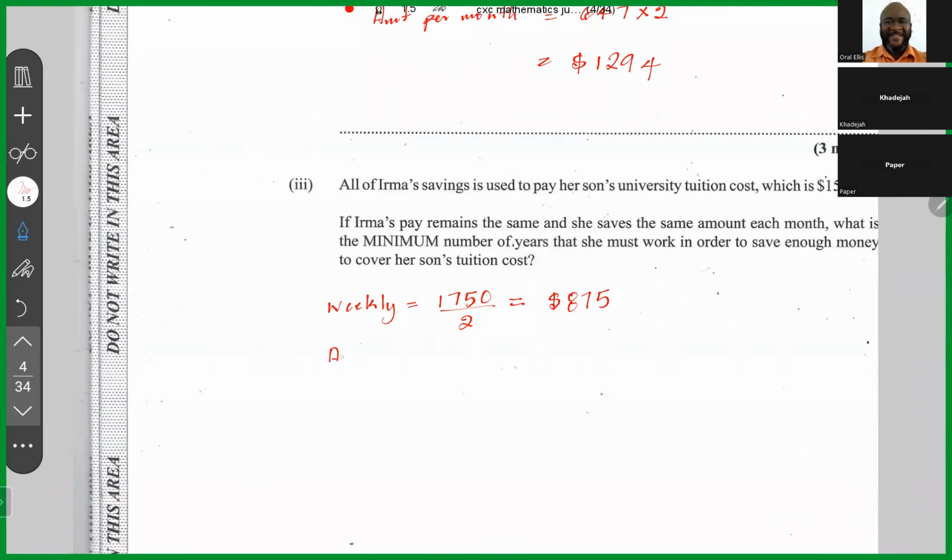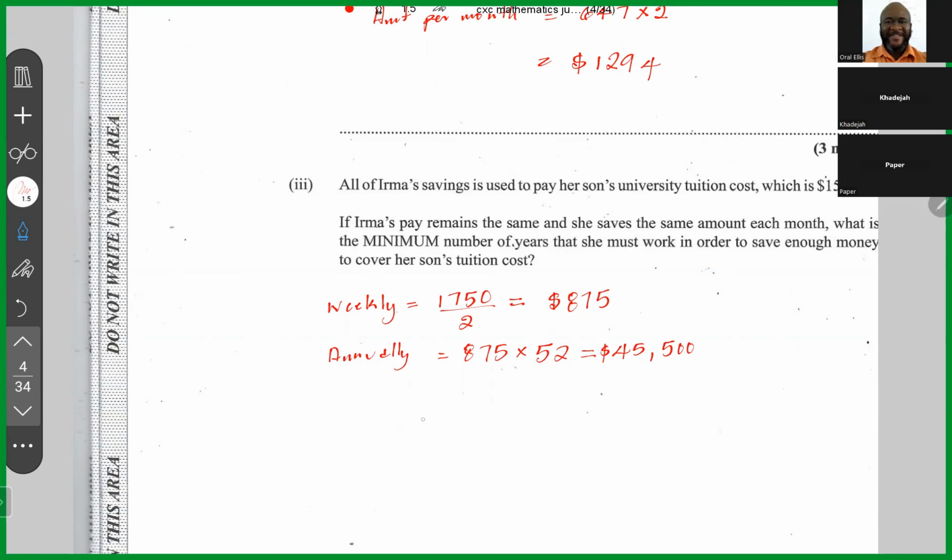All right, let us see how much she saves per year. So annually, this would be 875 multiplied by 52, because there are 52 weeks in a year. And we get, every year she saves $45,500.